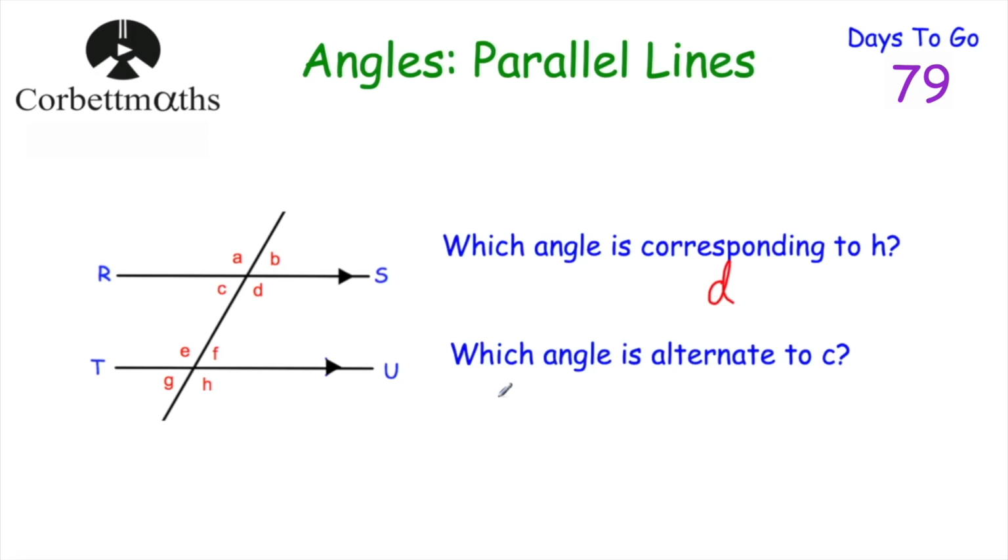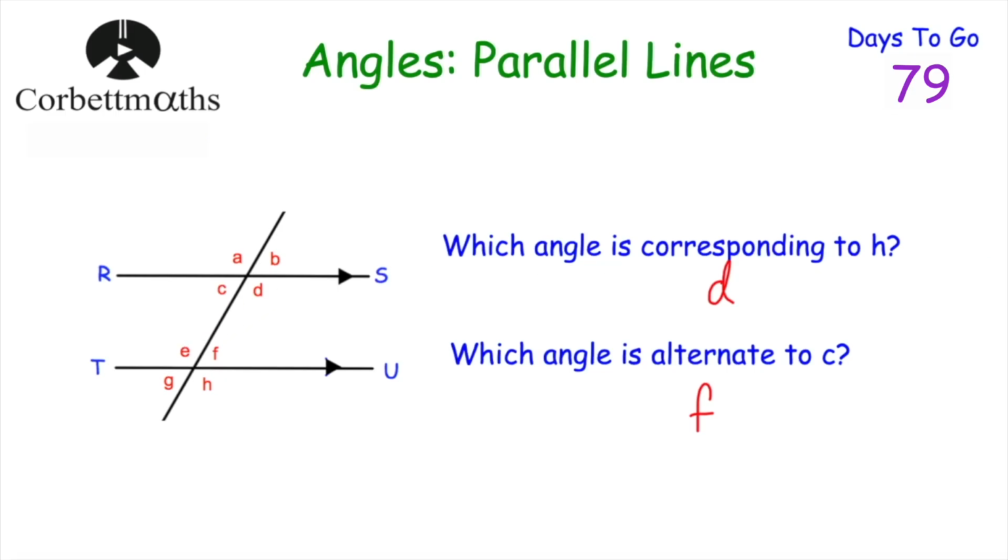Okay, next it says which angle is alternate to C. So alternate, we look here and here. So these two angles, C and F, they're alternate to each other. Some people use the Z angle, but I like to think of them just being alternate like so. So C and F are alternate to each other. D and E would also be alternate to each other. So C and F are alternate and D and E are alternate.